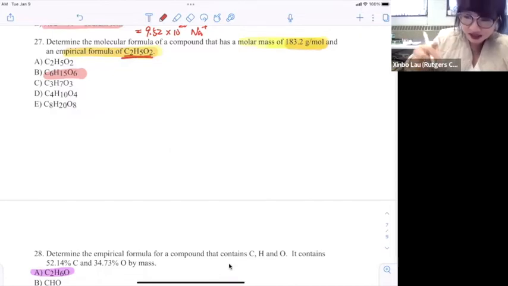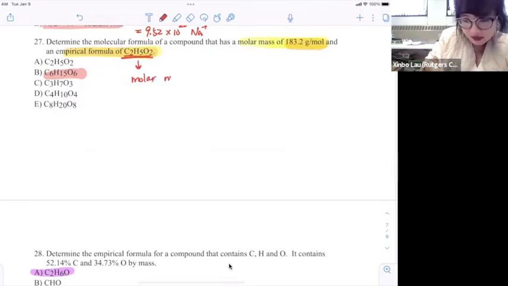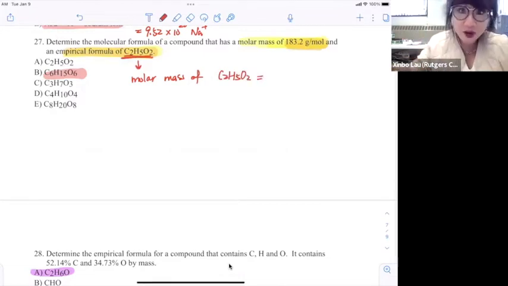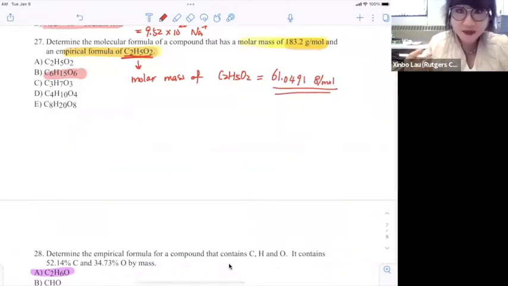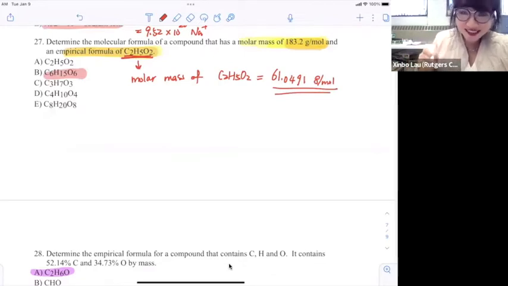Okay, so then we're going to calculate the molar mass of this C2H5O2. Of course, we can get the numbers from the periodic table and calculate the molar mass, which comes out as 61.0491 gram per mole. Okay, so again, think about it. Each jelly bean weighs that much, and let's say how many.